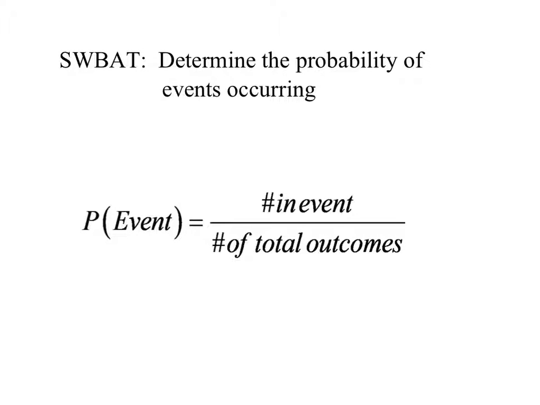We're learning about finding the probability of an event. So this is the notation that's used, the probability of an event occurring, and in here we put what the event is. The probability is the number in the actual event divided by all the total things that could possibly happen.